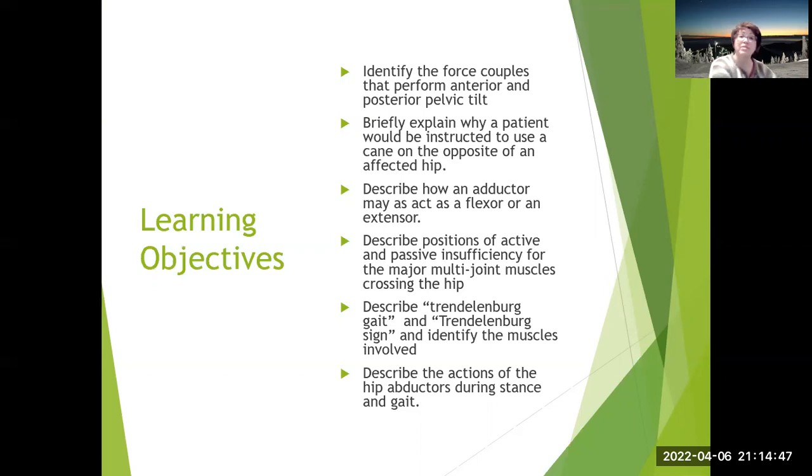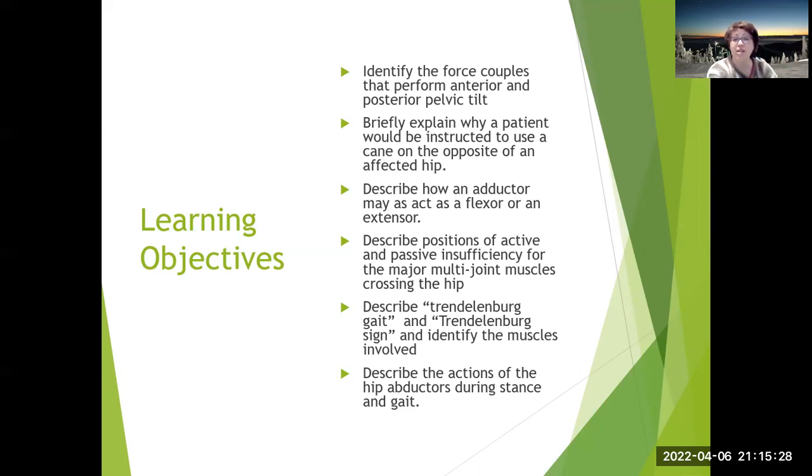I want you to briefly explain why we would instruct a patient to use a cane on the opposite side of their affected hip. That comes up in the clinic every single day. I swear I talk to somebody about it every single day, or at least every other day. I want you to be able to describe how an adductor may act as a flexor or an extensor. And it's all about line of pull. Remember, anytime we're talking about any muscle action, line of pull is the key thing you want to look at. And how does the line of pull change to make something a flexor versus an extensor?